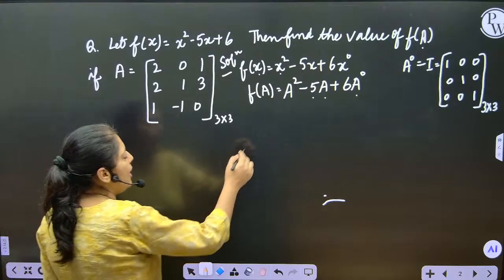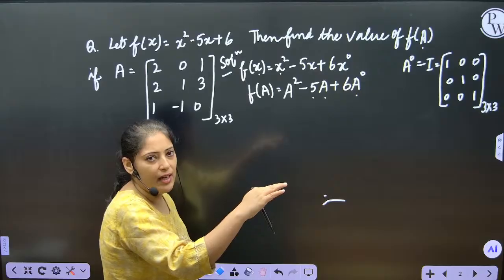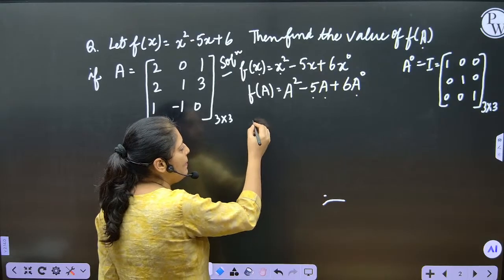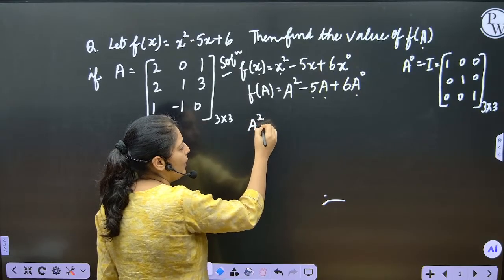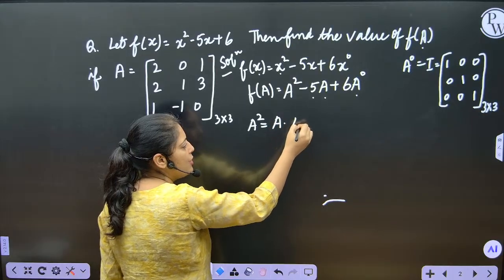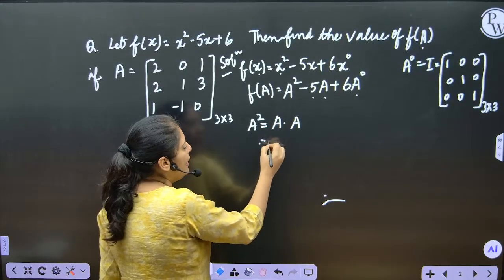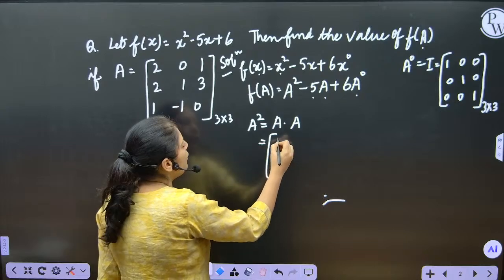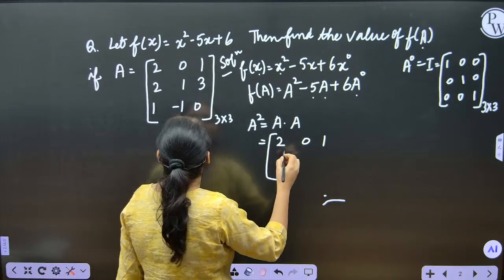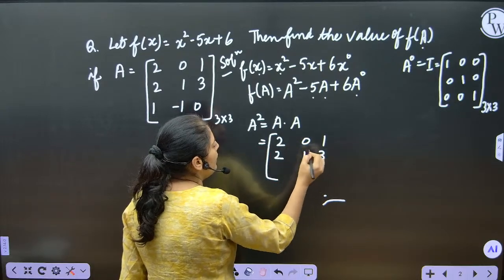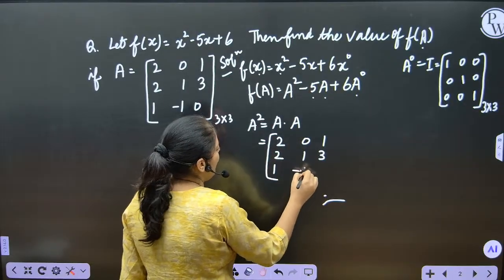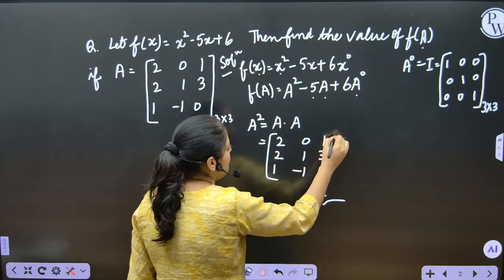Okay. So now previously we have done A square. So with that same method, I'll find A square. A square can be written as A into A. A is what? 2 0 1. You do it side by side. Try whether your answer is getting matched with me or not.